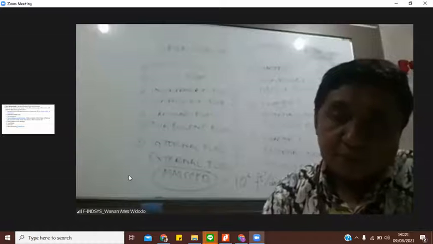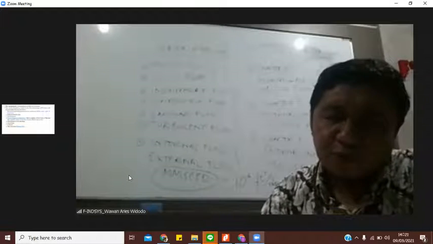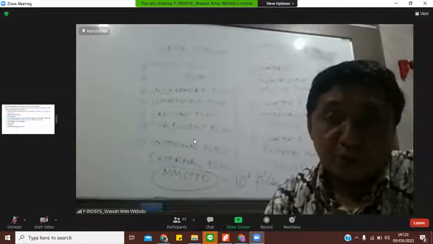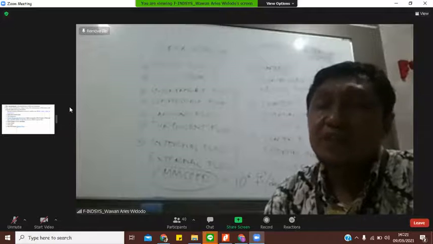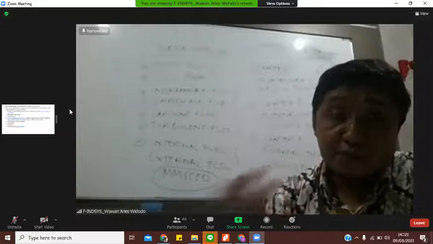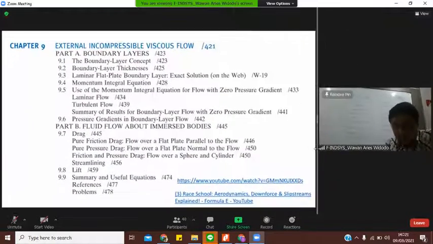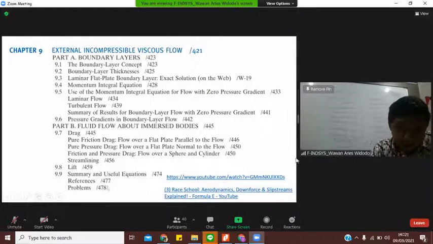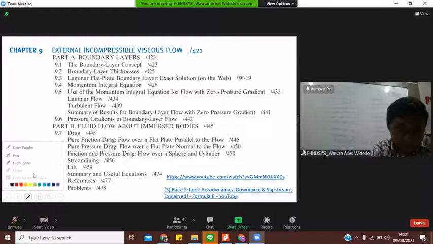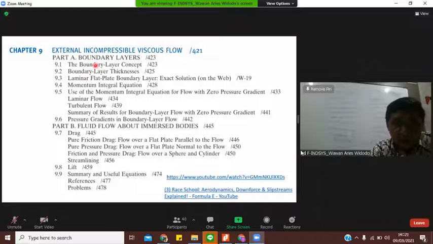Okay. You can find the terminology of this equipment here from the internet, including the technical specification of this flow measurement. So the last, we talk about the external incompressible viscous flow. Okay. In here, we will talk about the boundary layer concept.